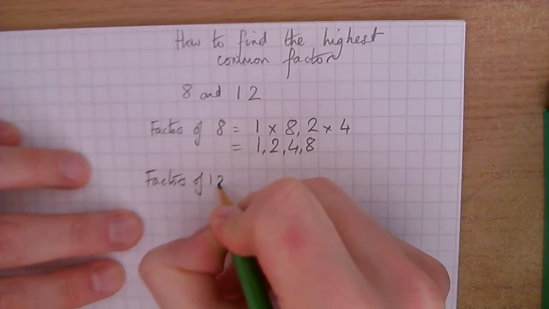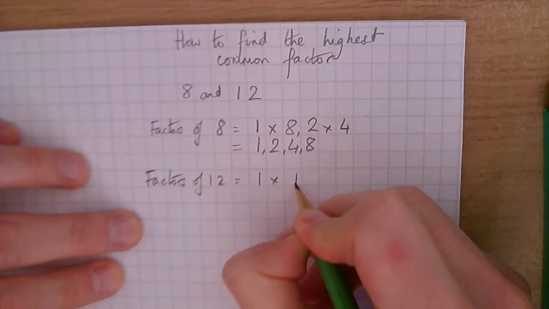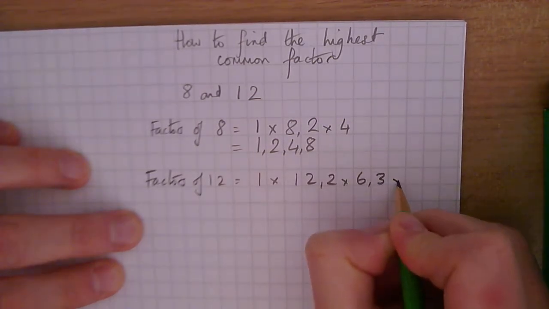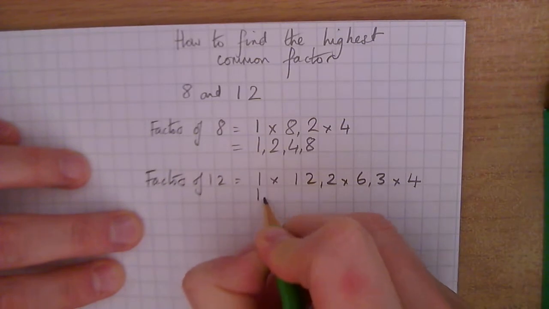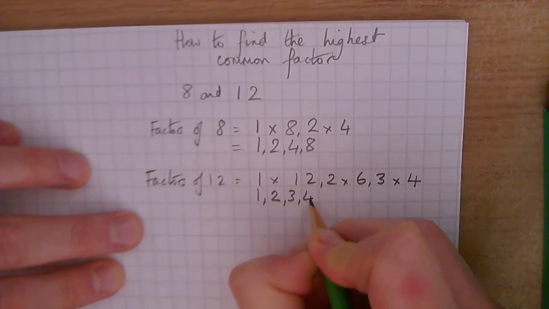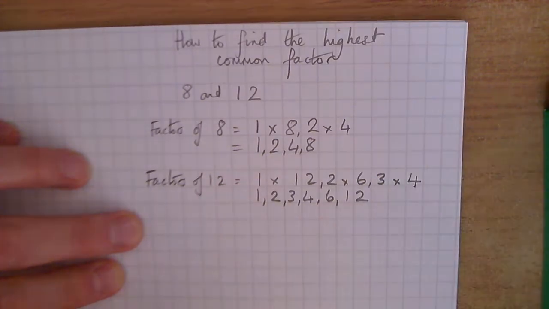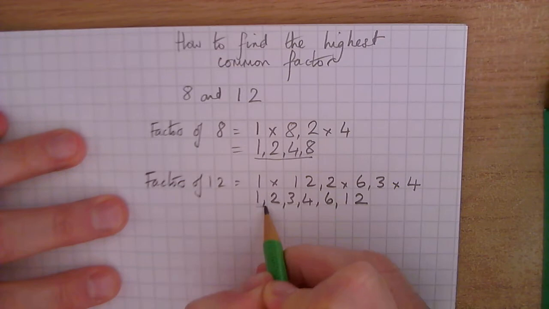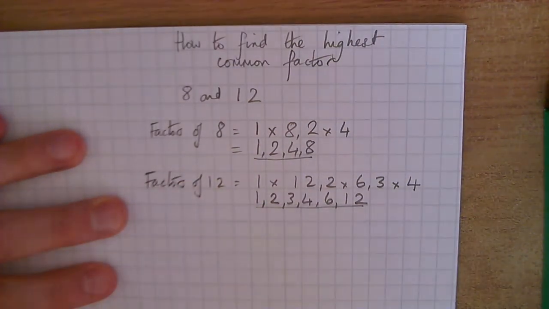Then we're going to find factors of 12. Again, write out the factor pairs in order. Then write out the factors, making sure you don't miss any out. So there's my list. I have factors of 8 and factors of 12. Let's compare those two lists.